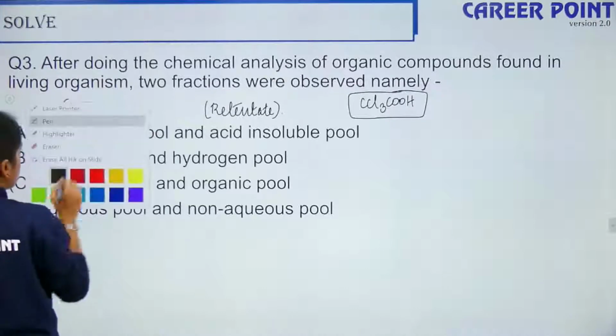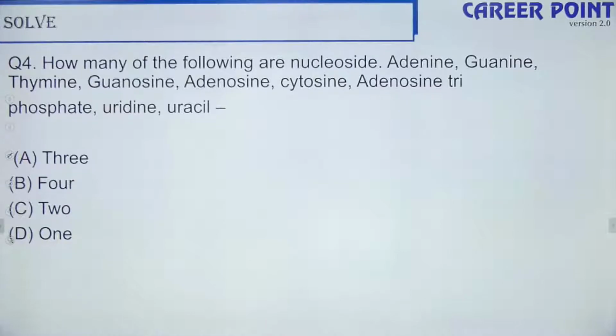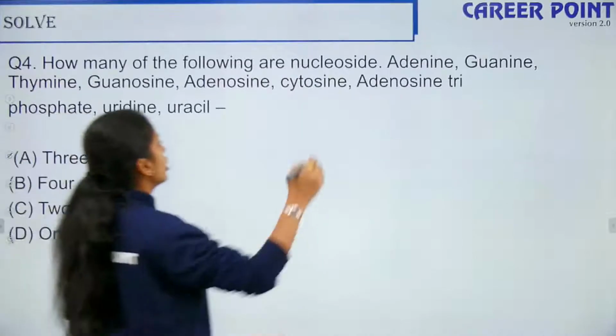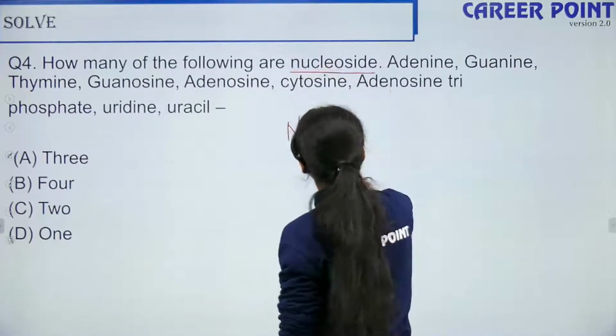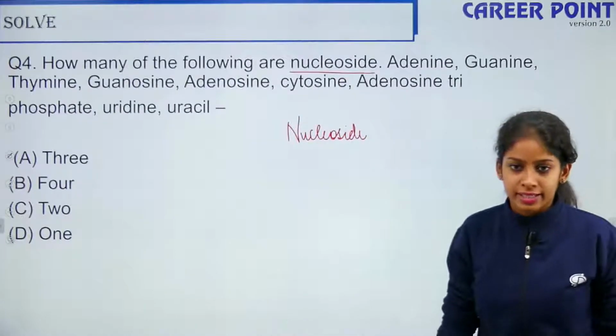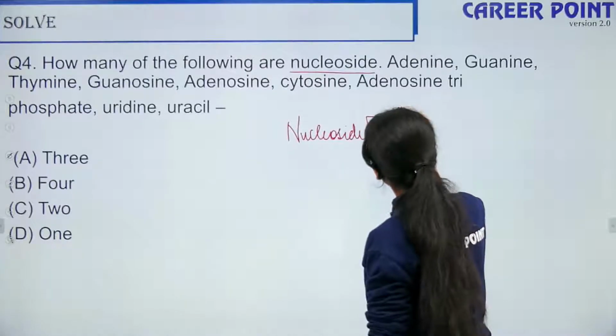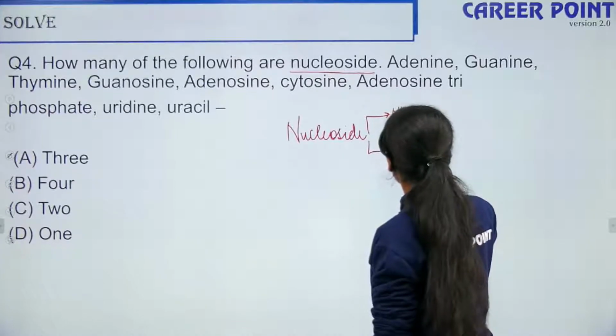Okay, so let me change the color. Yes, this is the right answer. So next one, question 4. How many of the following are nucleosides: adenine, guanine, thymine, guanosine, adenosine, cytosine, adenosine triphosphate, uridine, uracil? Question 4. So what is your nucleoside?